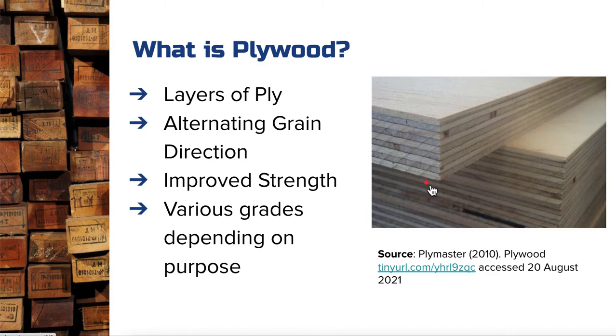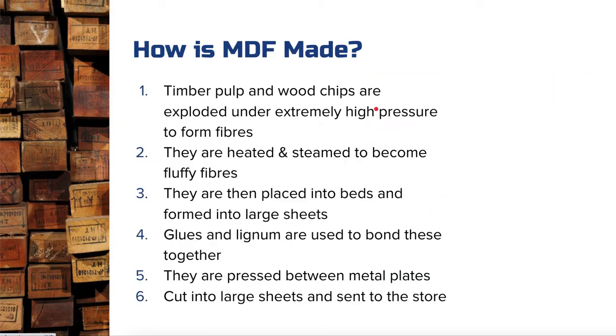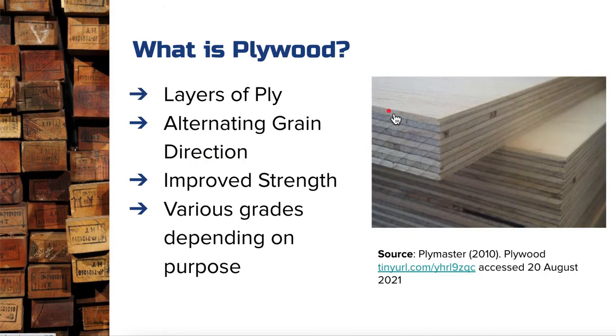It's actually the same species of timber in this case. This is probably a pine plywood. What you're seeing across the top layer is the side of the board. In the second layer, you're seeing the end grain. Then you're seeing the side of the board. Then you're seeing the end grain. Then you're seeing the side of the board. Then you're seeing end grain. So it's alternating the direction of the grain.